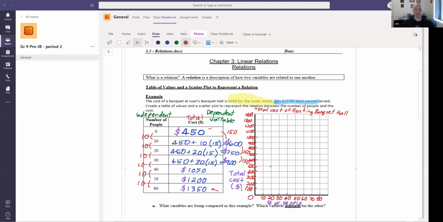Okay, so there's the scale, the vertical scale, the horizontal scale. We got the title. We've got both of the labels for the axes, so we're all set to go. Now it's time to start plotting the points. And I'll use green because I got a lot of red and purple in there. So for 0 people, the total cost is $450. So we need to see where those two values will intersect on the grid.